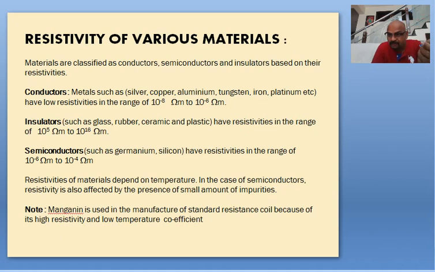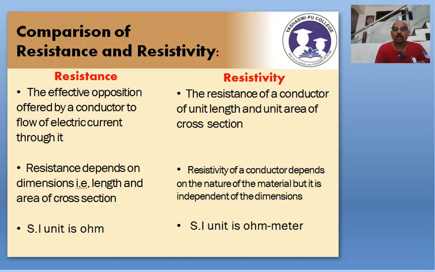If the temperature varies, the resistance does not vary too much. That means the temperature coefficient of resistance is less, whereas it has got high resistivity. Because it has got high resistivity, it will have high resistance also. So that is about the resistivity of various materials. Now one more slide, which is very simple: the comparison between the resistivity and resistance.